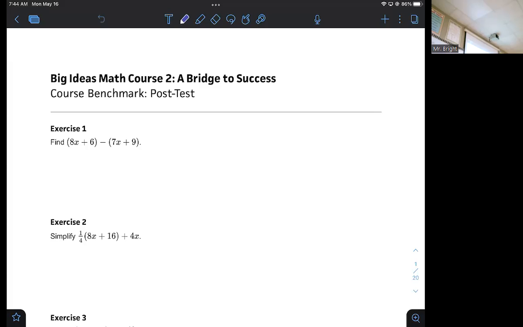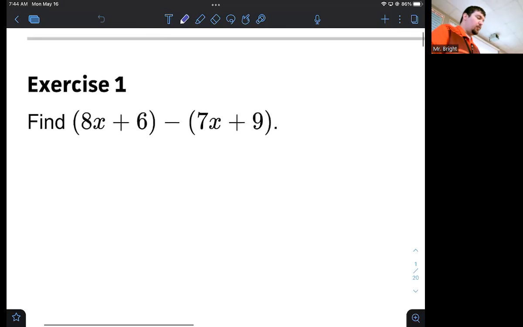All right, this is our chapter 1 through 10 review. It is a test, which is why you'll find on Big Ideas, there's no check answer button, right? So we're going to do these together. Number 1, we didn't do any problems like this in our chapter 1.